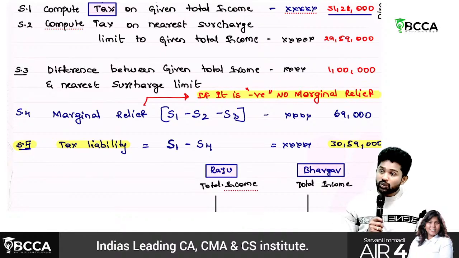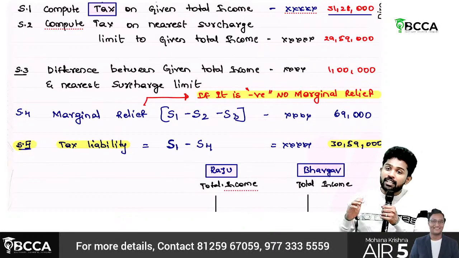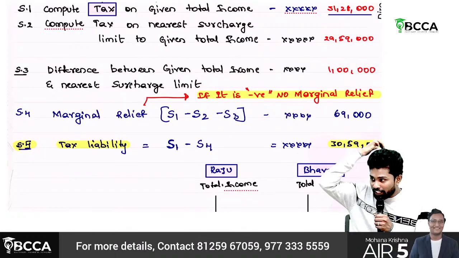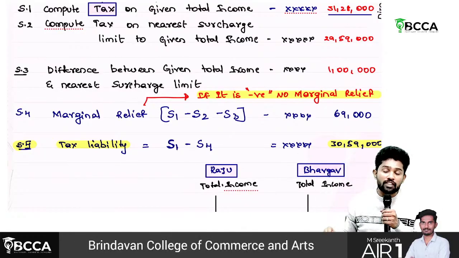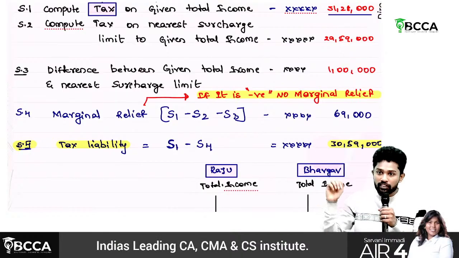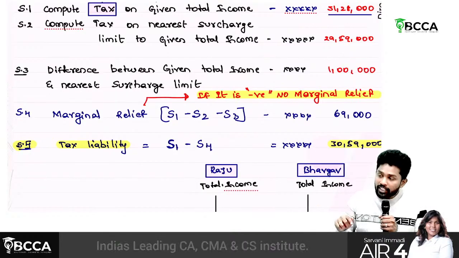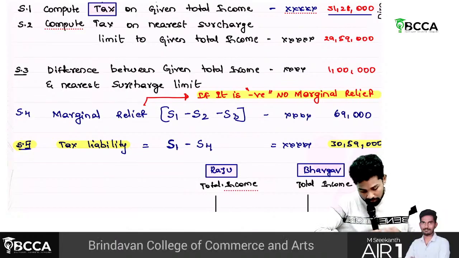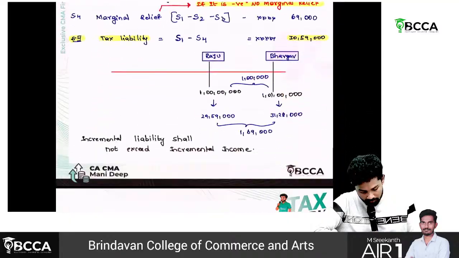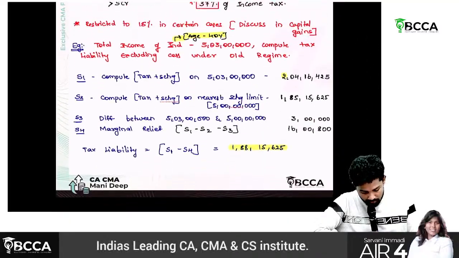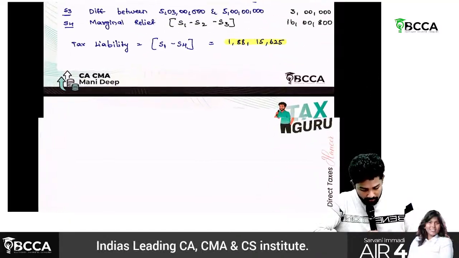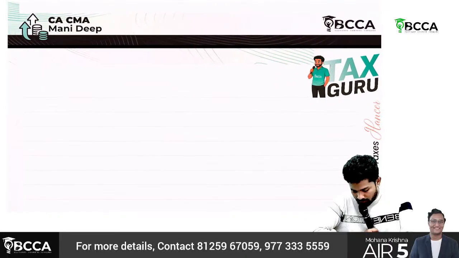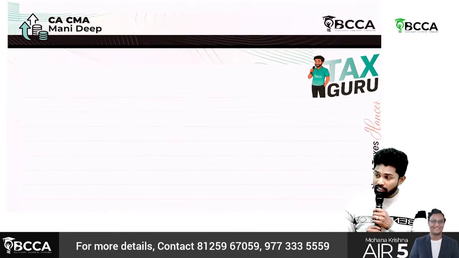If it is negative now, what does it say? The incremental tax is only more than that of incremental revenue. When will marginal relief come into the picture? When the incremental tax is more than that of incremental revenue. If it is negative now, it's going opposite, so there is no question of marginal relief. So clear? Are you able to understand?